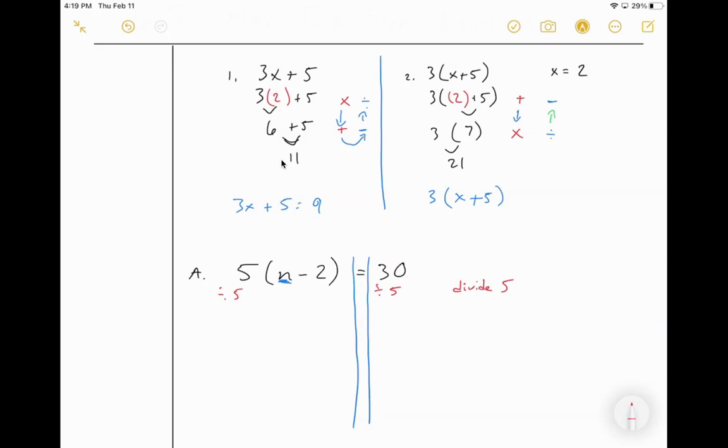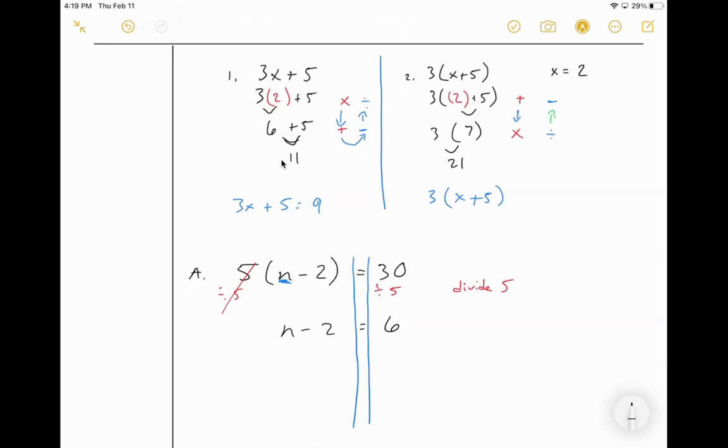And sometimes people ask, how do I know, Mr. Lin? How do I know I'm supposed to do that? The parentheses, right? The parentheses make this a different problem. Okay, so we know that this will cancel out here, and all I'm left with is n minus 2 equals 30 divided by 5, which is 6. And now I have a little simple one-step problem.